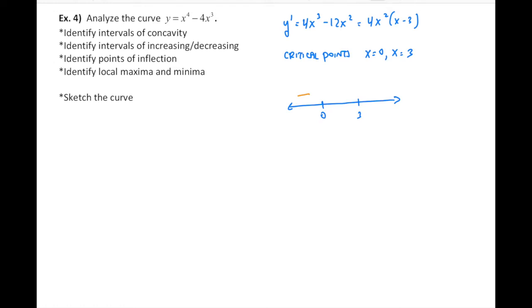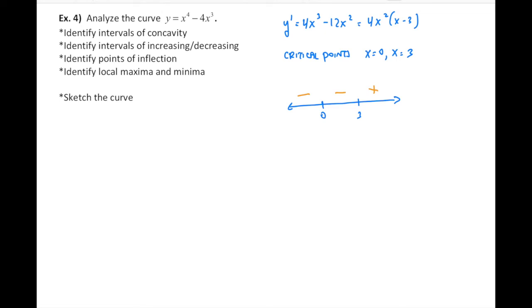I'm going to pick some number in between 0 and 3, say 1. If I plug in 1, we've got 4 times 1 squared multiplied by 1 subtract 3. That's going to be positive and negative again. Okay. So 0 is a critical point, but it's not a maximum or minimum. It's not going to be an extrema. Next up, I'm going to pick something beyond 3. So 4. And if we test something there, we're going to see that that's going to be positive.